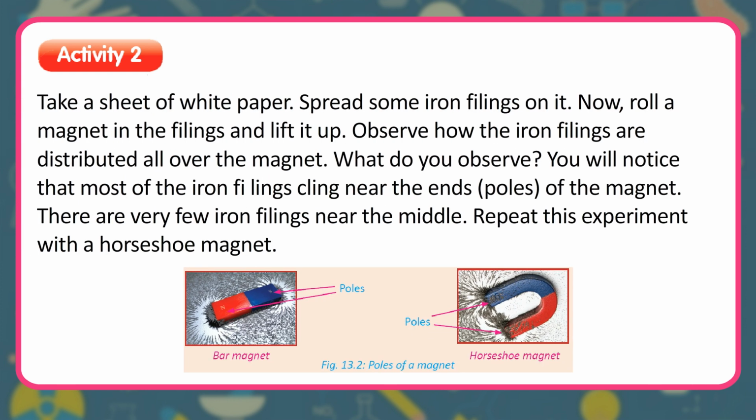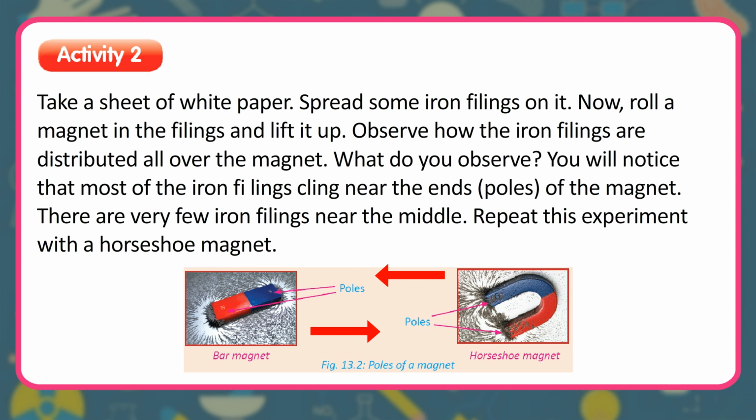Activity. Take a sheet of white paper. Spread some iron filings on it. Now, roll a magnet in the filings and lift it up. Observe how the iron filings are distributed all over the magnet. What do you observe? You will notice that most of the iron filings cling near the ends, poles, of the magnet. There are very few iron filings near the middle.